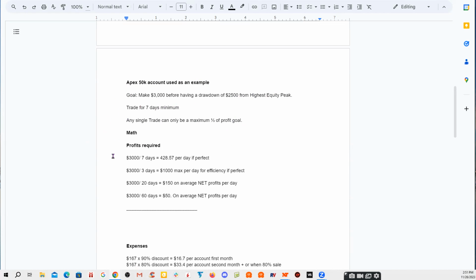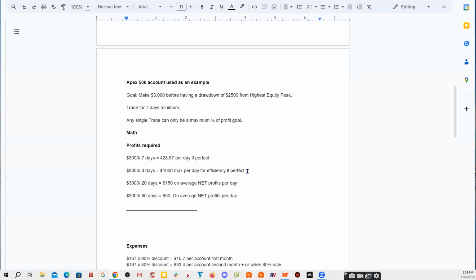So doing the math, and you can double check with the calculator yourself, but if we need to create $7,000 in a 7-day minimum period, that means we need to make 428 in change per day if we were perfect. And God bless you if you are. If we need $3,000 and we need 3-day minimum, 1/3, and we know that 1,000 maximum today is the efficient way to do that if we're perfect.